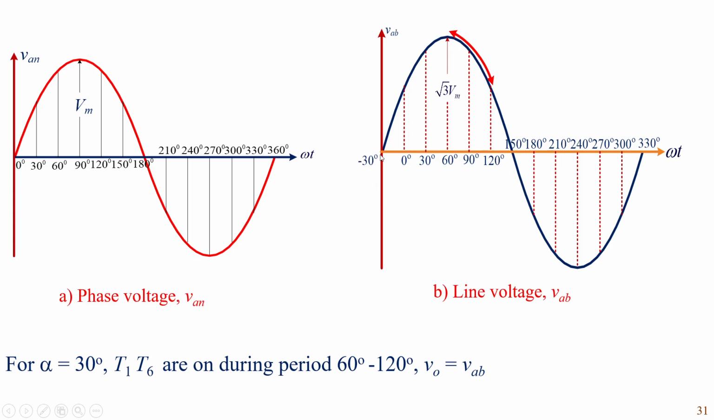The voltage crosses 0 at minus 30 degrees. The line voltage reaches peak value at 60 degrees, goes through 0 at 150, and similarly again passes 0 at 330 degrees. For alpha equals 30 degrees, T1, T6 are on during the period 60 to 120.